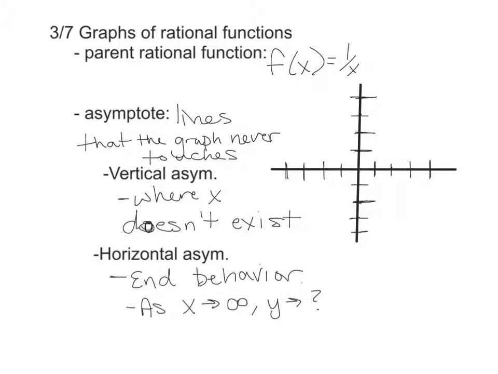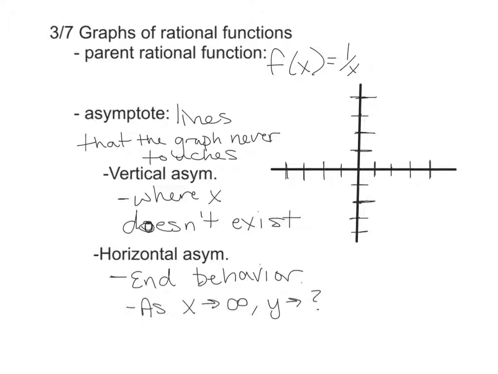Now, when we were to graph that, you can always make a table in order to graph it, but just talking about a couple things before that, within rational functions, almost every one of them has an asymptote, which is a line that the graph never touches. There's three types of asymptotes, but the first two are vertical asymptote and horizontal asymptote. Vertical asymptote is where I like to say where x doesn't exist. And then the horizontal asymptote is basically the end behavior which we talked about the other day. As x approaches infinity, what is y approaching?